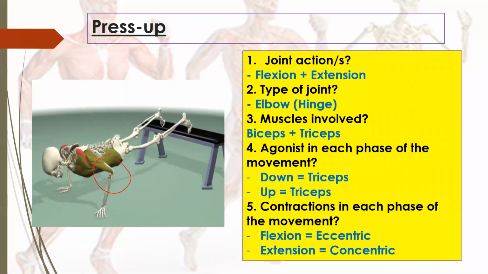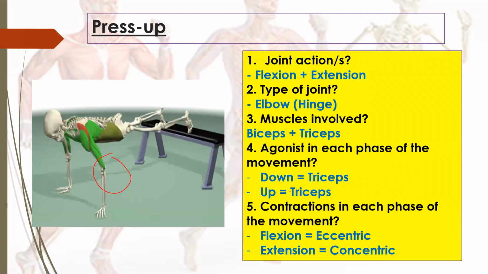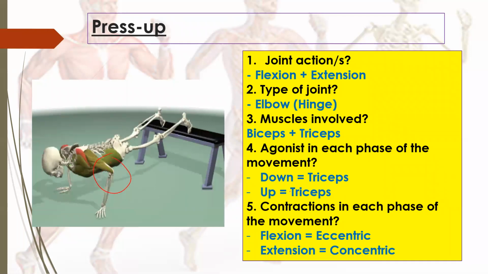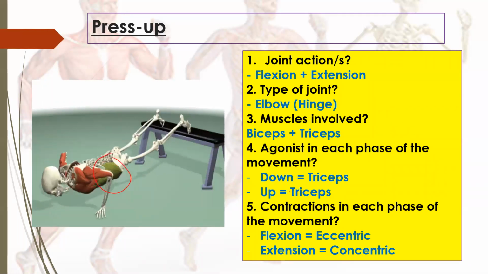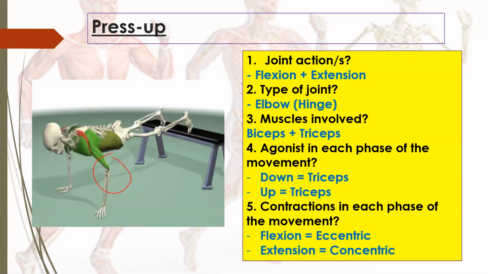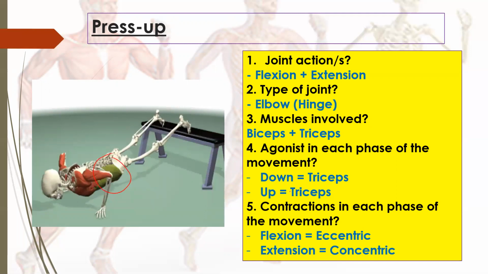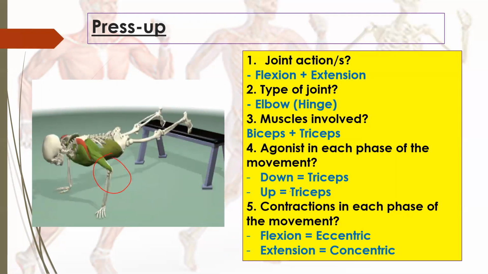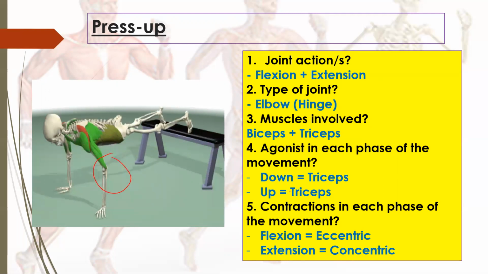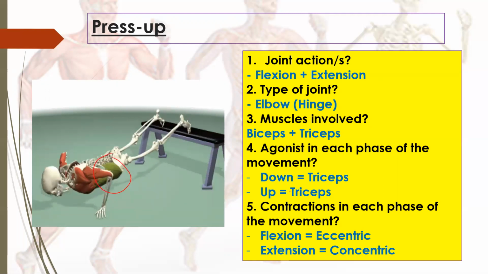But on the way down, that's flexion, and you would normally expect flexion at the elbow. The agonist would be the biceps. Why isn't it the biceps? Because it's an eccentric contraction. Why is it an eccentric contraction? Because it's controlled downward movement.